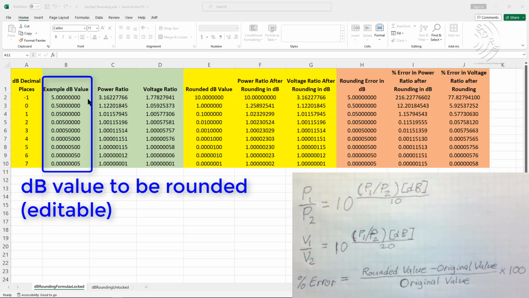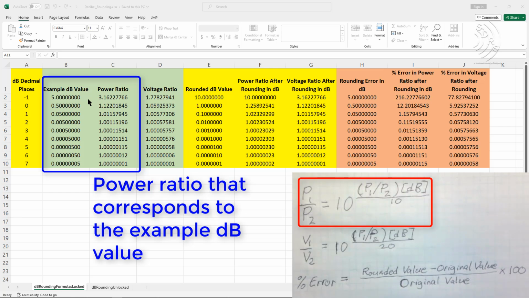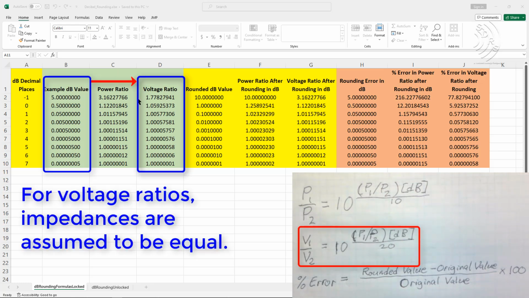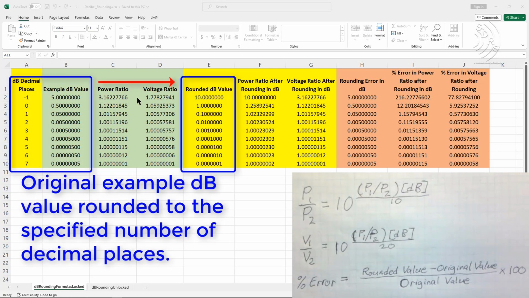The next column, column C, is the power ratio that corresponds to the example dB value before rounding. The fourth column contains the voltage ratio that corresponds to the example dB value before rounding. In the fifth column, we have the example dB value rounded to the number of decimal places shown in column 1. In column 5, you can see that all of the digits after the specified number of decimal places are set to 0.